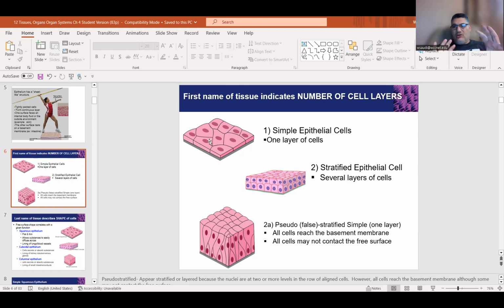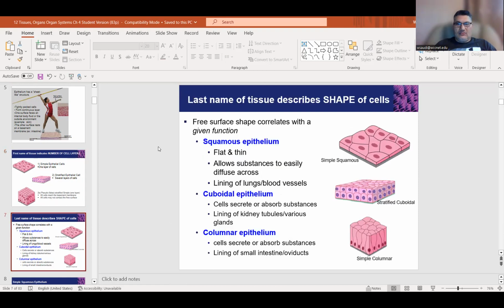We put it alone as a separate entity, and we don't call it simple and we don't call it stratified. We call it pseudo-stratified. Pseudo means false. So all cells will reach the basement membrane, so that will tell us it's simple, but not all of them reach the surface. So what is it then? Pseudo-stratified. This is the first way. So it's either simple, stratified, or pseudo-stratified.